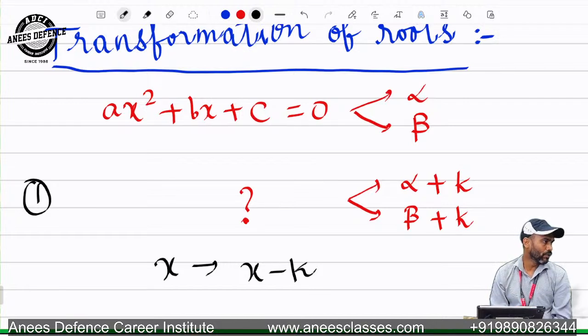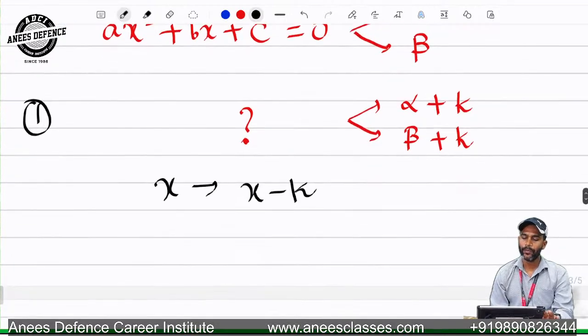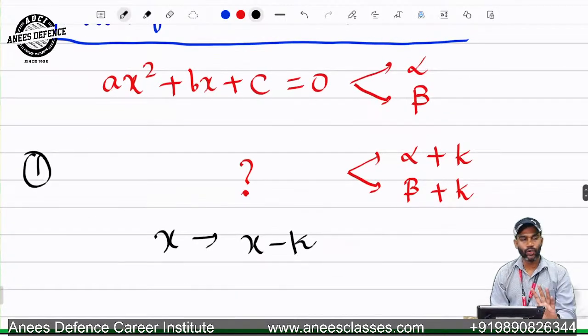If you have subtracted, then what do you have to do? You have to add. Yes or no? Yes, sir. Just opposite. If you have multiplied in the roots in the transformation, then you have to divide. If you have divided in the roots, then you have to multiply in x, and you will get the equation. Understood? Yes, sir. So we'll see one example. You'll understand how to do it. Understood? Okay. So just note it down.